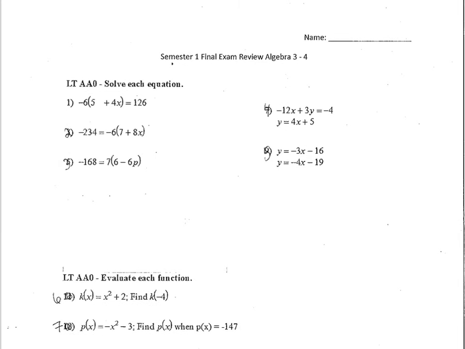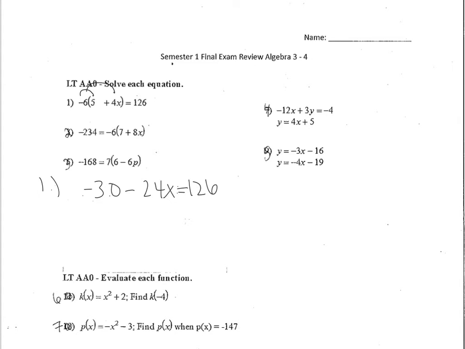In numbers 1, 2, and 3, remember that when you're using the distributive property, that's because you see these like this, you need to actually distribute. So for number 1, I would see negative 30 minus 24x equals 126. You then continue to go through and add everything that you need to add.